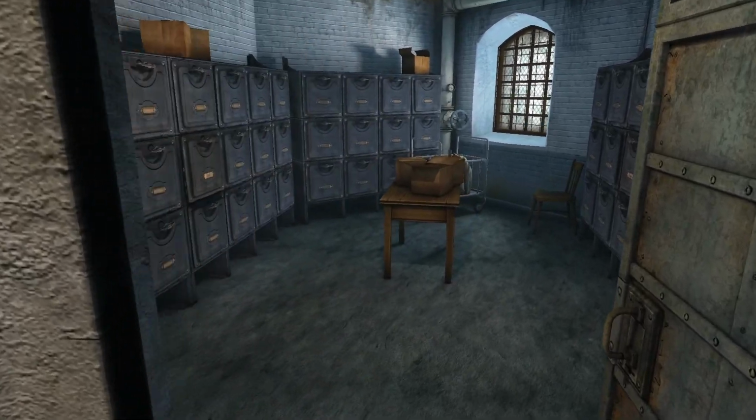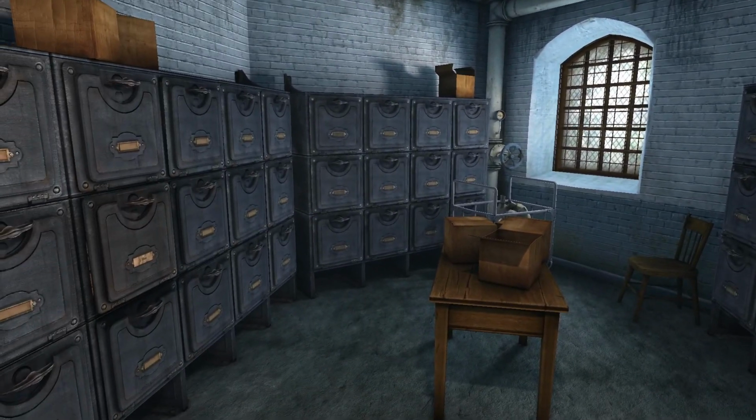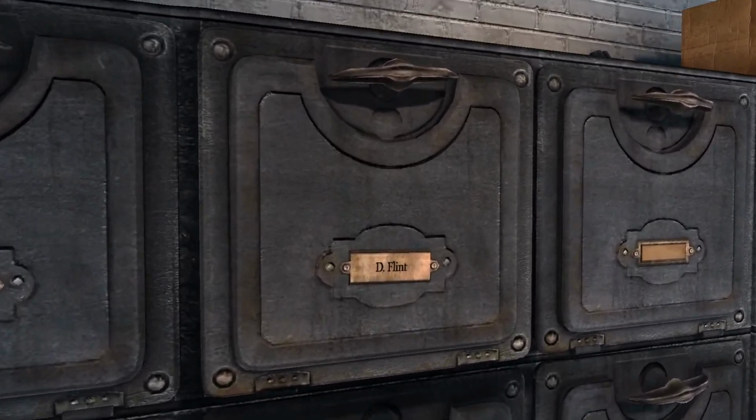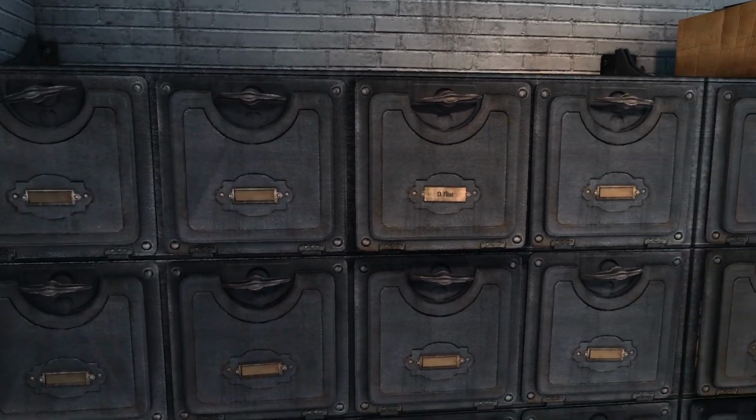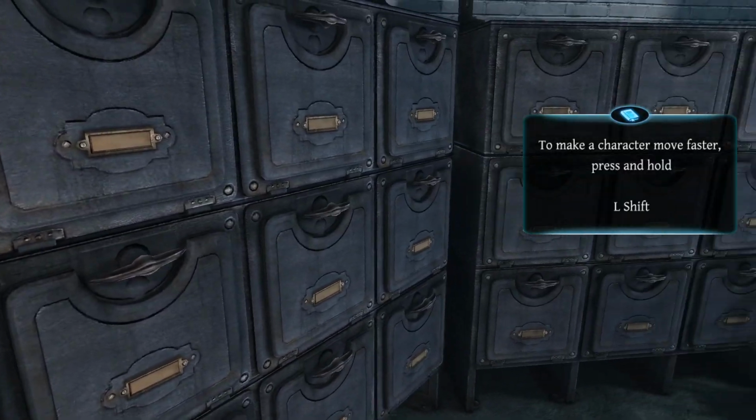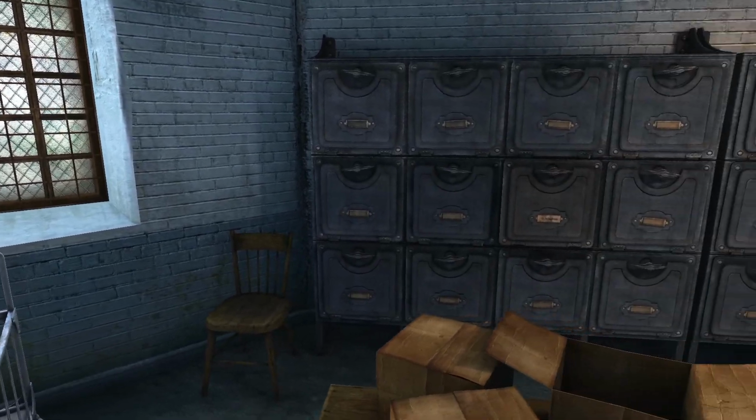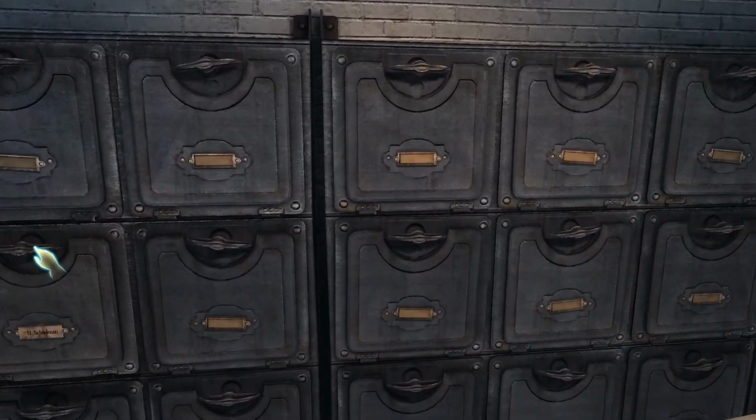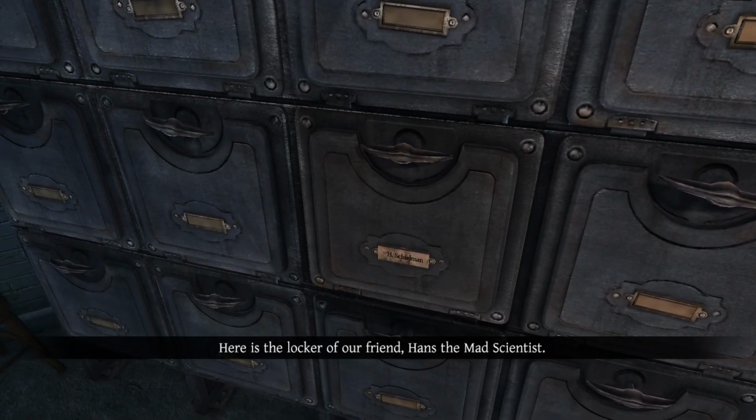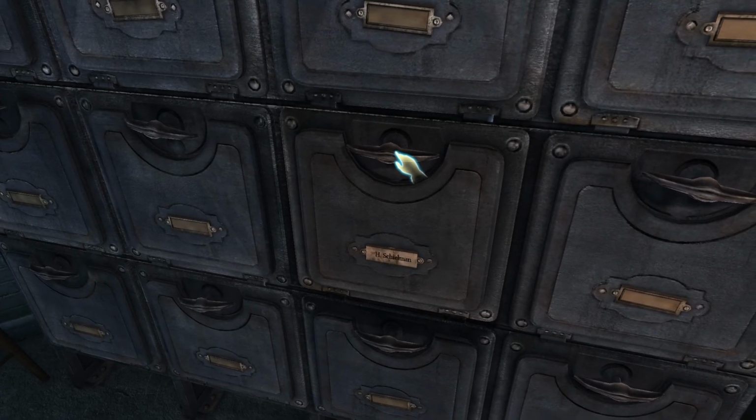Interesting. There seems to be Flint's boxes, but I can't interact with those. Is that another Flint? Yes, J and D Flint. I don't know why that keeps popping up. I'll have to see if I can remove that somehow. There was the box we need. And here is the locker of our friend Hans, the mad scientist.